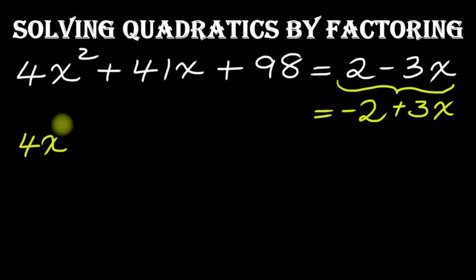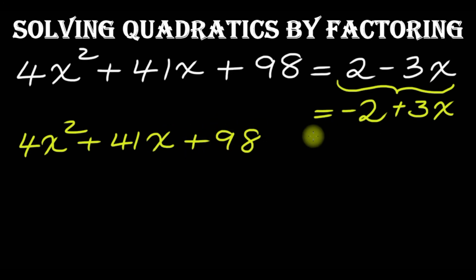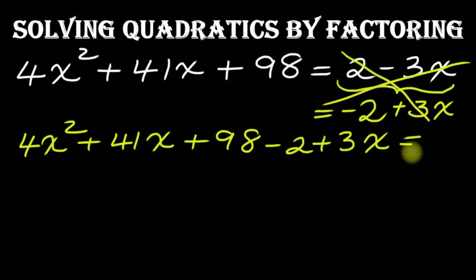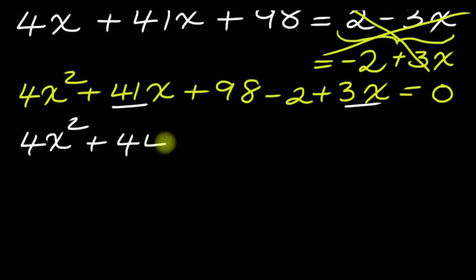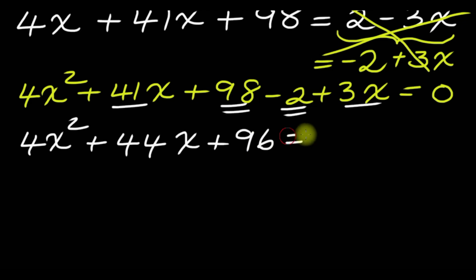We have 4x squared plus 41x plus 98, and then we bring these two over: negative 2 plus 3x, and these add up to 0. So we're going to simplify by combining like terms. 4x squared stays the same. Here you have negative 41x with 3x, which gives you negative 44x... and then you have 98 with negative 2, which gives you positive 96. And that's going to equal 0.